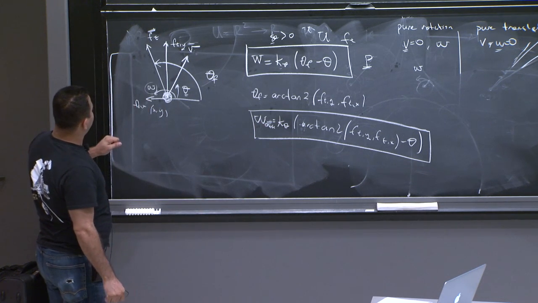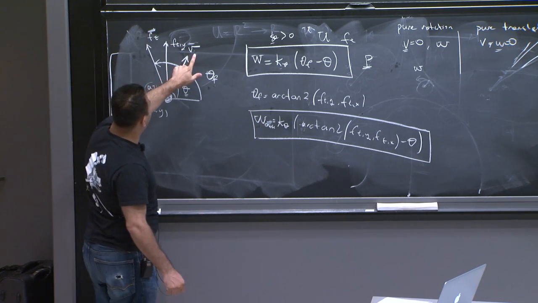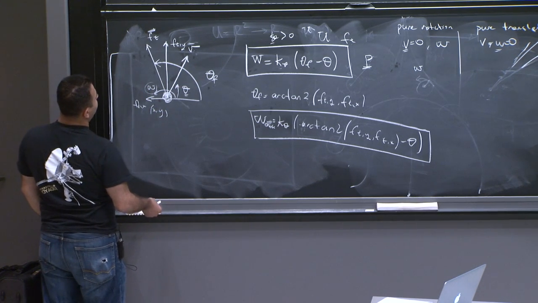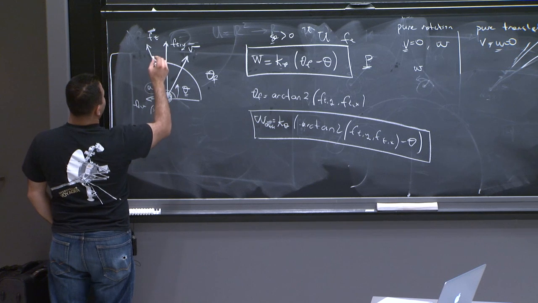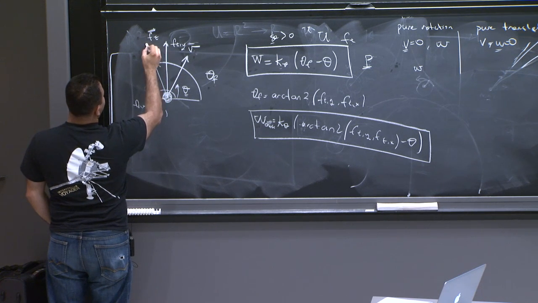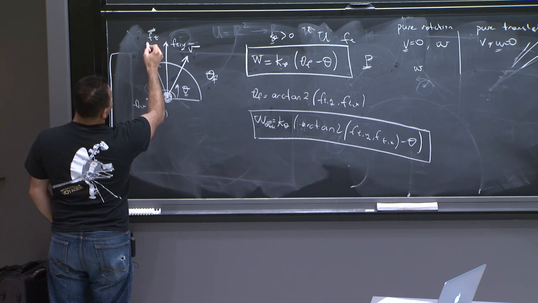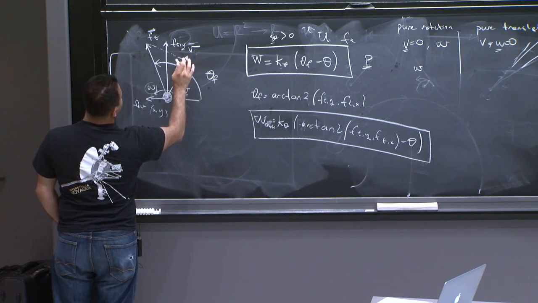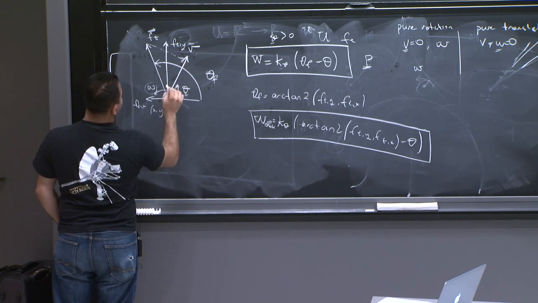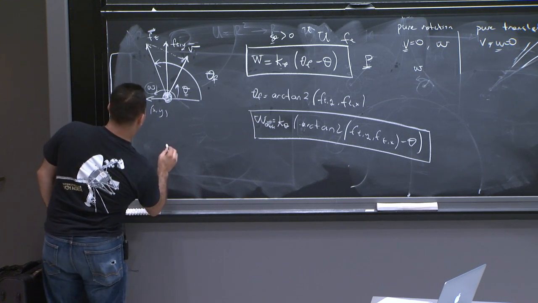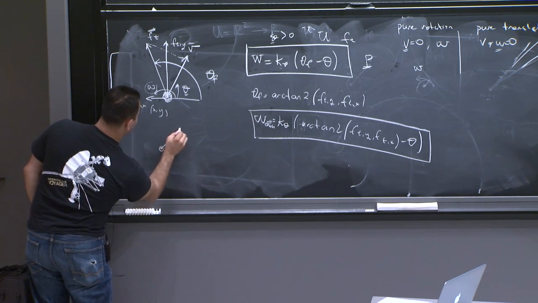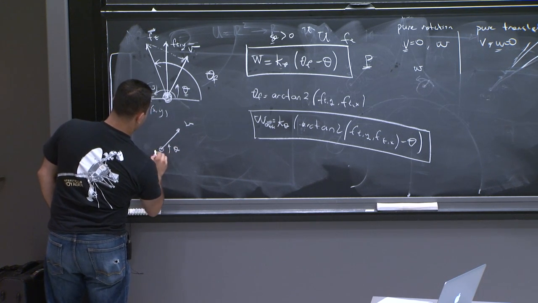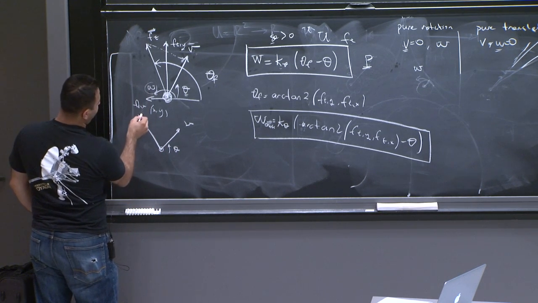So for linear velocity, what can we do? Well, what we can do is project this vector along this one. Let me clean up again. So we have this v vector here, and we have this theta, and let's say we have this force vector.